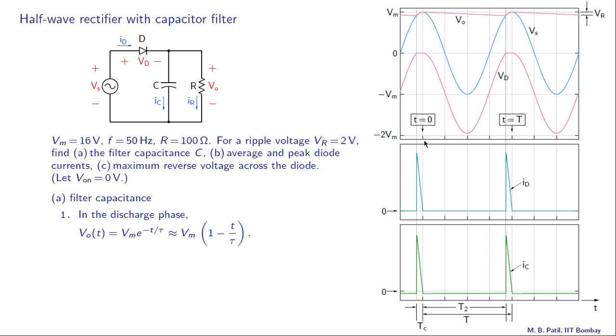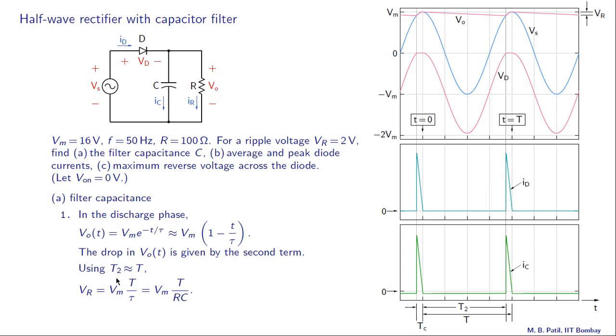Now at t equal to 0, our capacitor voltage is Vm. At t equal to T2, our capacitor voltage has dropped by Vr, that is our ripple voltage. So if we substitute t equal to T2 here, then Vm times T2 by tau should be equal to Vr. Now the problem is that T2 is not known, and this is where we make an approximation.